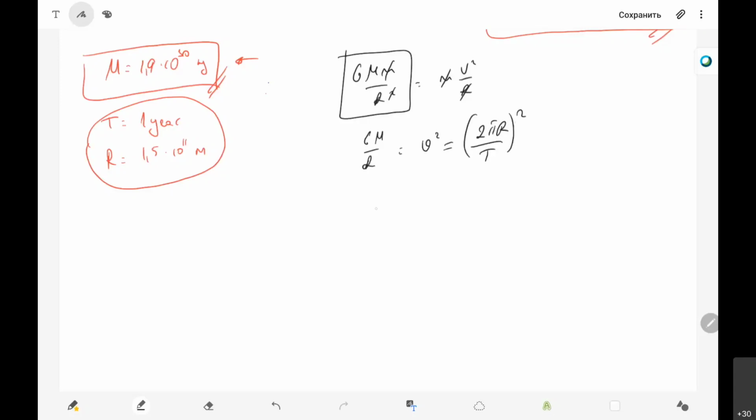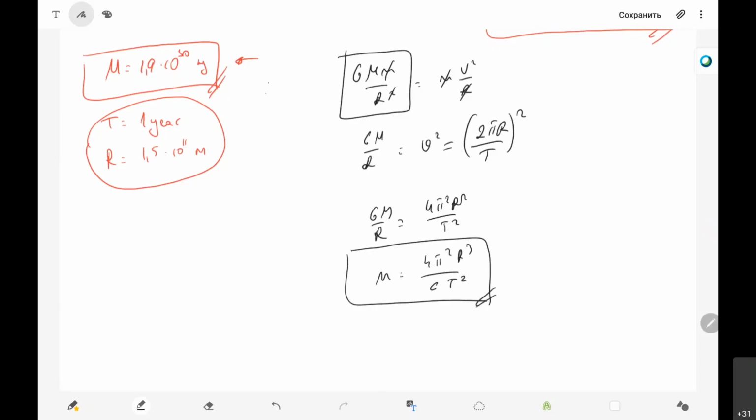So from here, G M over r equals 4 pi squared r squared over T squared. So as you see, the mass equals 4 pi squared r cubed divided by G T squared. So now this is the equation. Let's substitute the numbers and see.